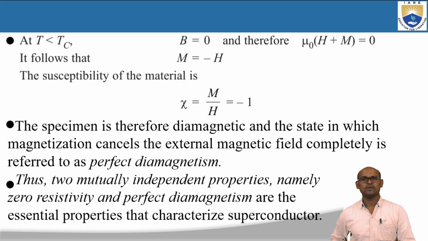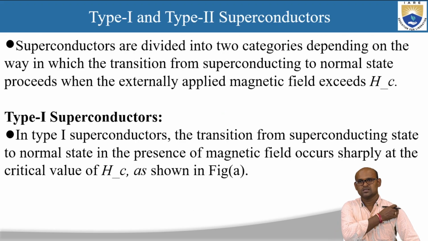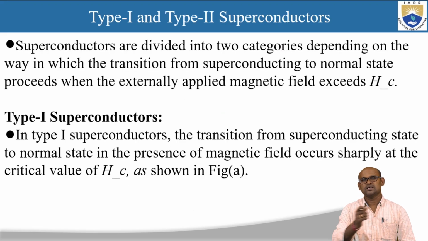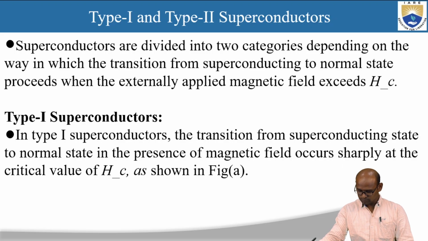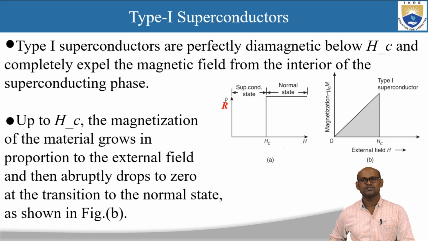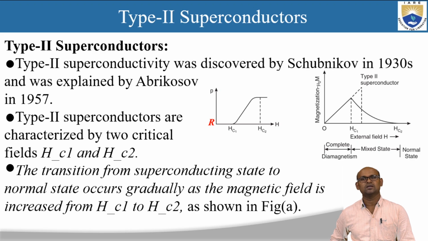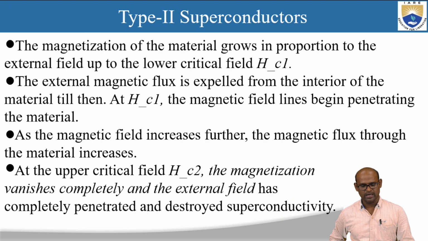Type 1 and type 2 superconductors we have just discussed. These are classified based on the transition from the superconducting state to the normal state. In type 1 superconductors, the transition is very sharp from the superconducting state to the normal state as the field is increased, whereas in type 2 superconductors, the transition is gradual. In between, you have a mixed state between the two critical fields, Hc1 and Hc2.